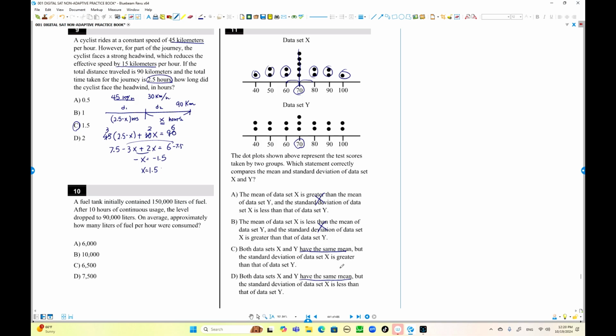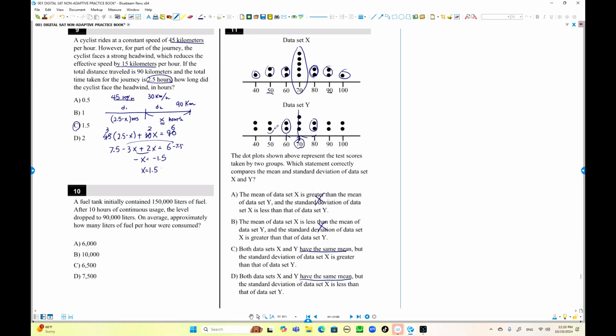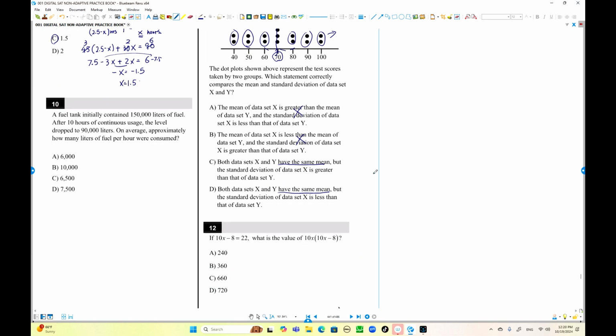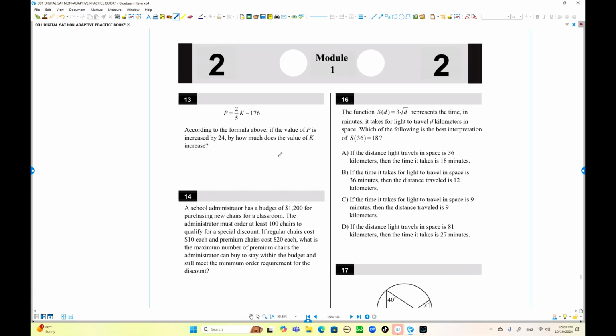The same mean. But what about standard deviation? Standard deviation is how much away from the mean, right? This is the mean. Same distance. Okay? The 10, same distance. Another same distance. But this one is 2 over here, this one is 1 over here, right? This is more. Okay? So the standard deviation of y is greater than the standard deviation of x. Option D is the answer. Here is number 13.